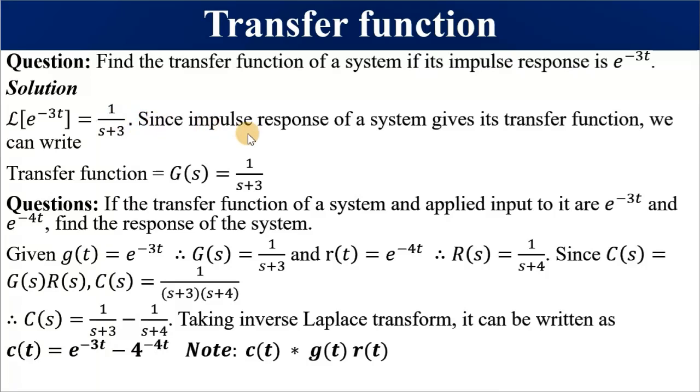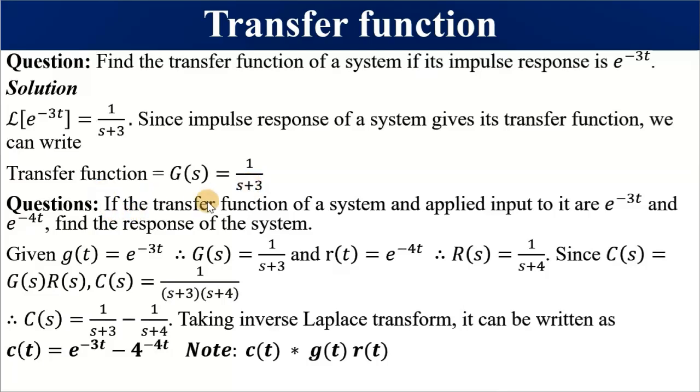And we are saying since the impulse response of a system gives its transfer function, we can write. You remember, let me go back, G(s) is equal to C(s) divided by R(s). And we are saying in this case, our R(s) is equal to 1. Hence, the transfer function G(s) is equal to 1 divided by s plus 3, because we know that our R(s) is equal to 1.